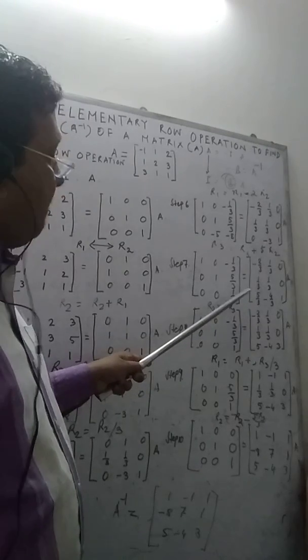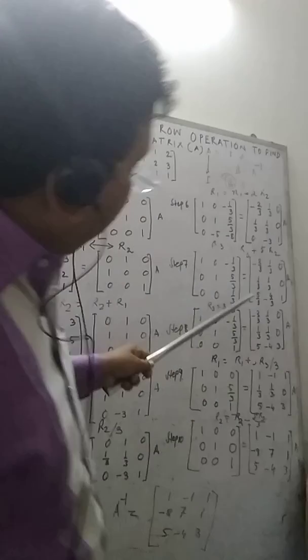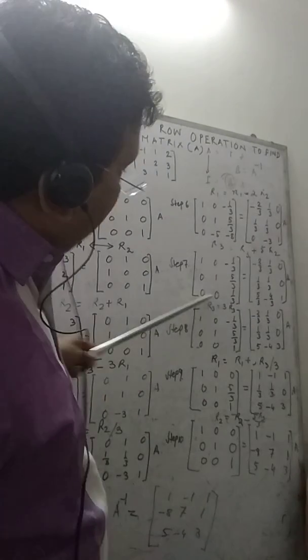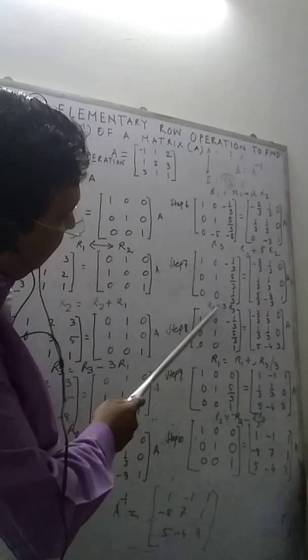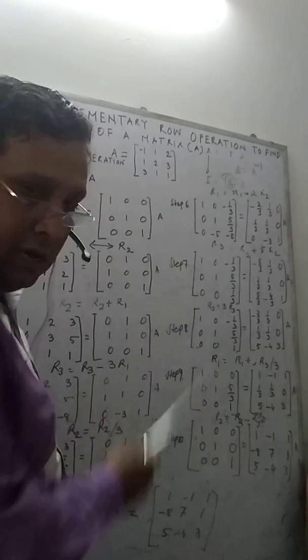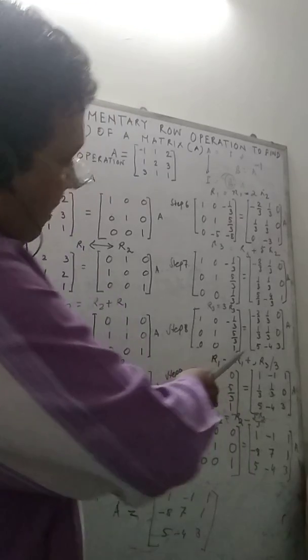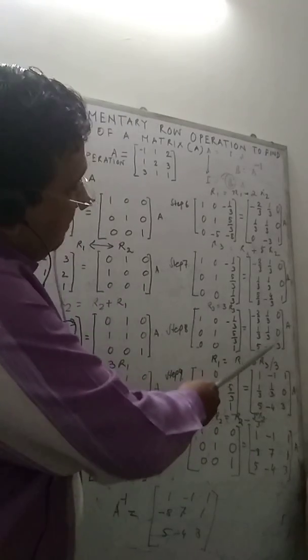So naturally, I have to go with the third option, that is the scalar product operation. If I multiply this entire R3 row by 3, that is 3R3, I can turn it into 1. So I made R3 equals 3R3, because 3 by 3 is equal to 1. Now this part I have changed into 1, and the same operation I have done over here.